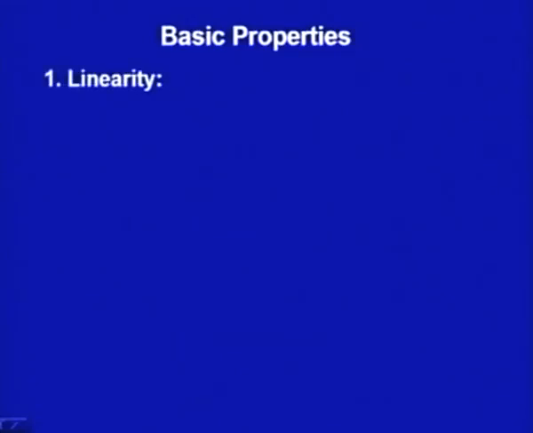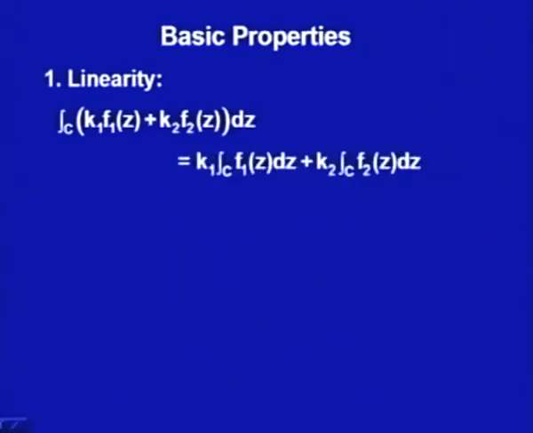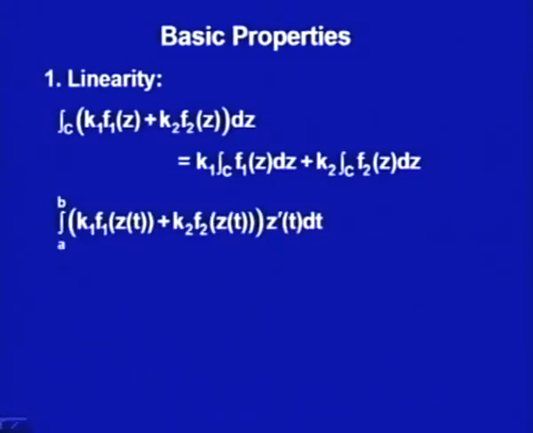First is linearity, which says that if k1 and k2 are any two real numbers, and f1 and f2 are any two complex functions defined on a complex variable, then the contour integral of k1 f1(z) plus k2 f2(z) can be given as k1 times the contour integral of f1(z) plus k2 times the contour integral of f2(z). We can show it very easily using the definition.